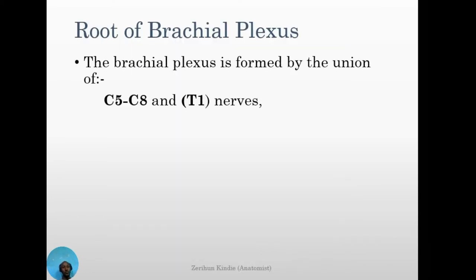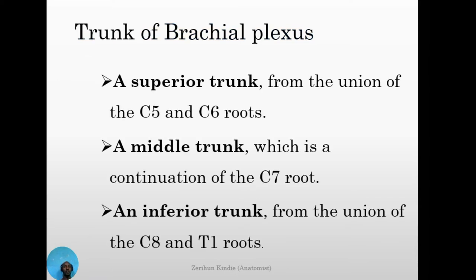So let us see the roots of the brachial plexus. The roots of the brachial plexus start from C5 up to T1. That means the roots of the brachial plexus originate at the level of C5 up to T1, or thoracic vertebra 1. Those are the roots of the brachial plexus.